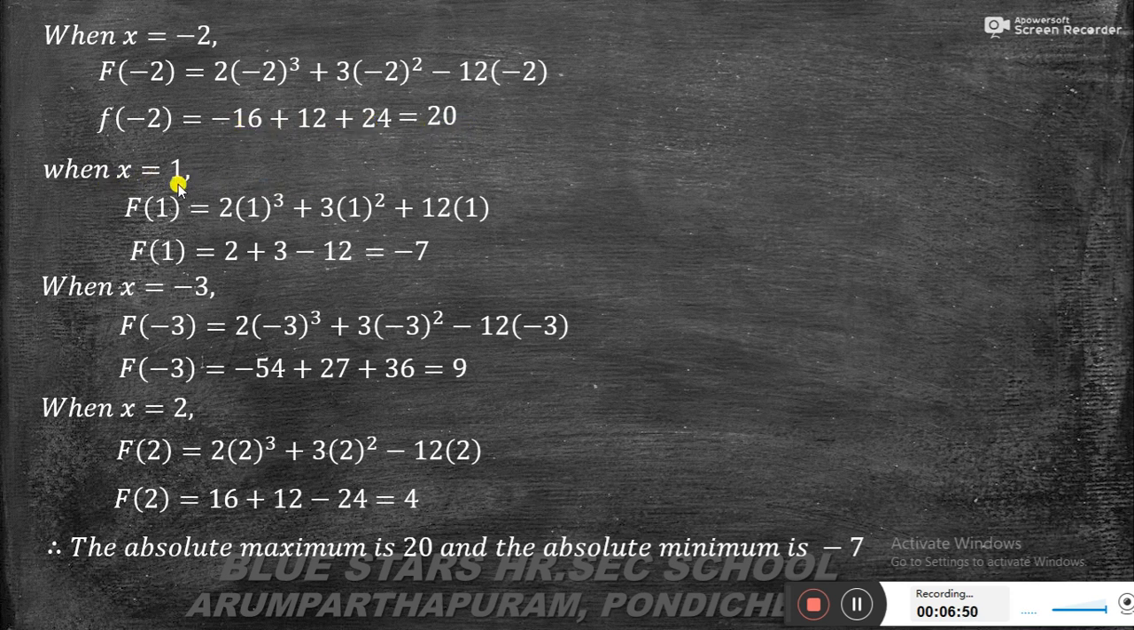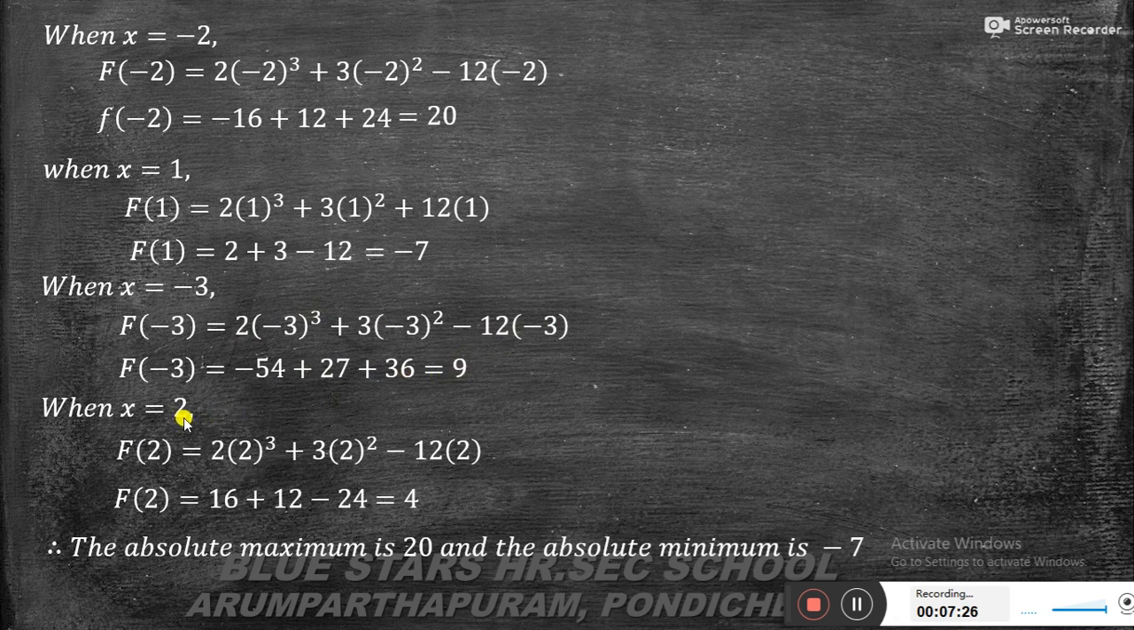Next, when x equal to 1, f of 1 equal to 2 into 1 power 3 plus 3 into 1 square minus 12 into 1. Therefore 2 plus 3 minus 12. 5 minus 12 is minus 7. Next, x equal to minus 3. F of minus 3 is 2 into minus 3 whole cube plus 3 into minus 3 whole square minus 12 into minus 3. So minus 3 whole cube means minus 27. Minus 27 into 2 is minus 54. 3 times 3 is 9. Next minus into minus plus 36. Therefore if we add all the numbers, we get the answer 9.